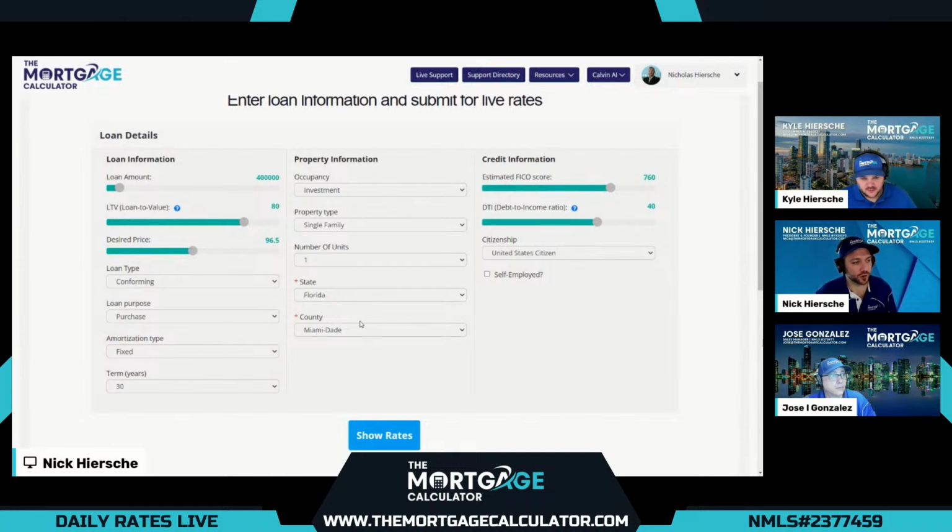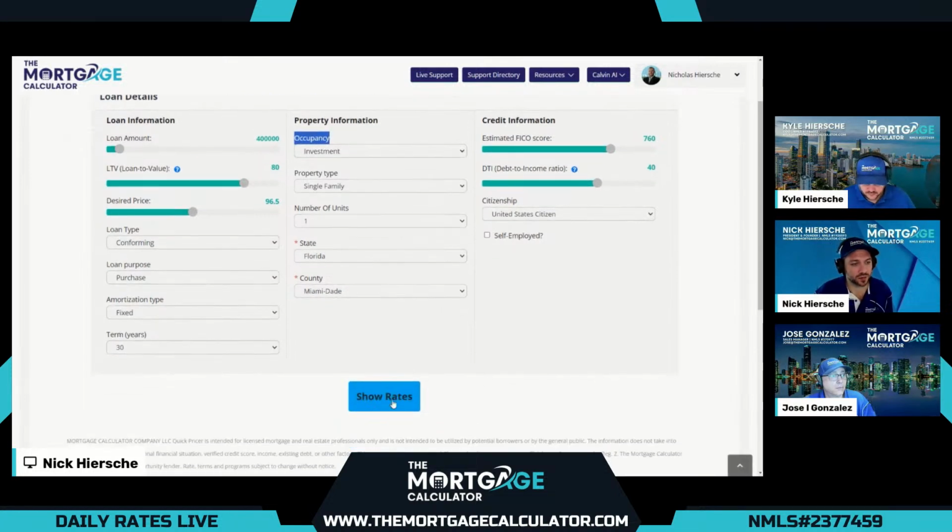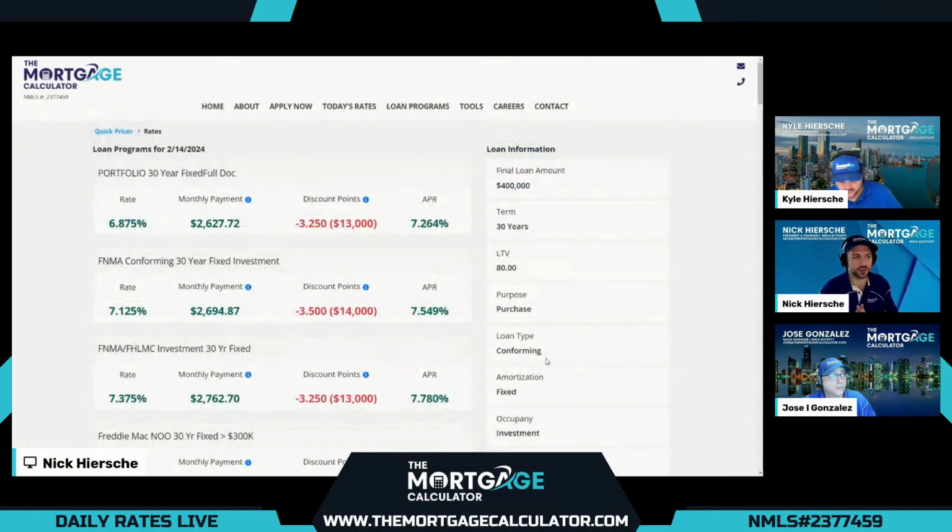So we'll start with conforming conventional. Everything's going to stay the same as all our demos. All we've edited here is the occupancy to investment. So let's see what the rates are looking like. Yeah, and as expected, the portfolio option is going to continue to be a little bit better as the rates get a little bit volatile.